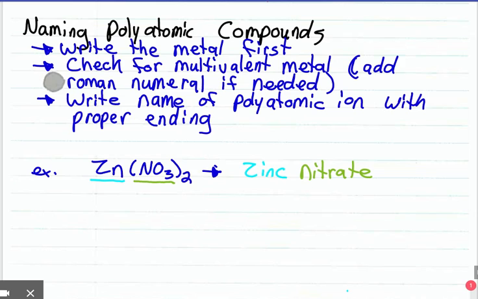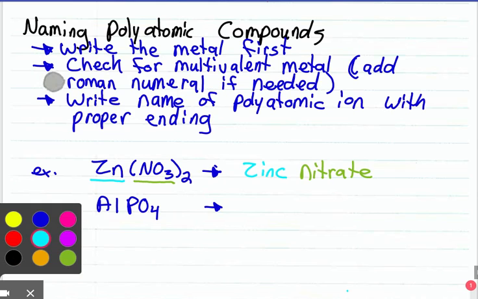Our next example, we're going to do AlPO4. So we look, we have the name of our metal. Al is aluminum. And then PO4 on your list is phosphate.